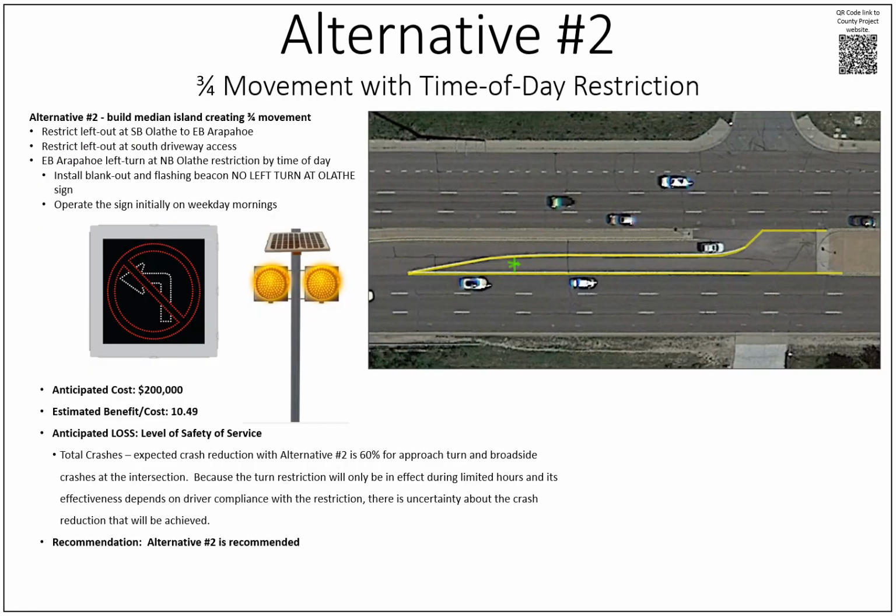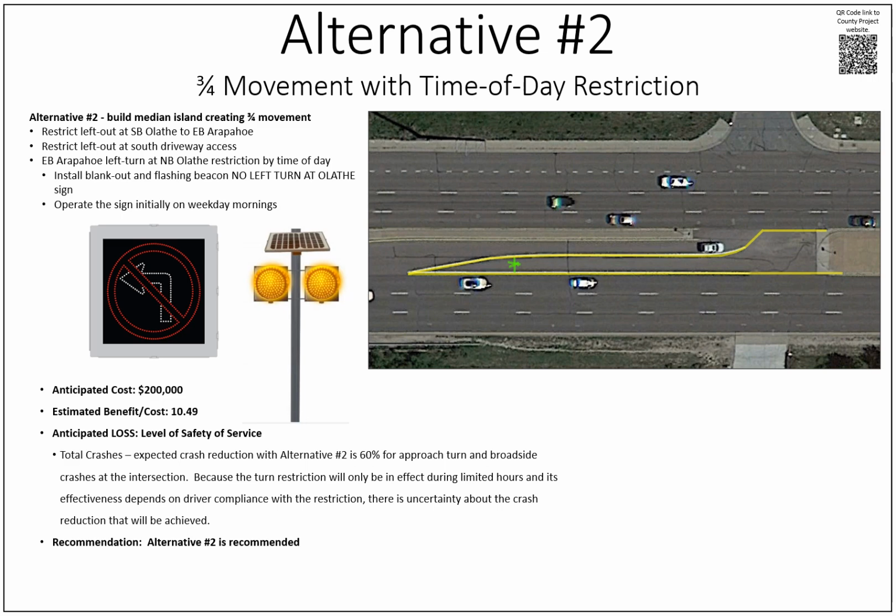Alternative number 2 would restrict the southbound left out at Olathe and the northbound left out from the driveway to the south. A 3/4 movement, meaning a right in, a right out, a left in, but no left out, would be provided with a time of day restriction. The crash data shows the majority of the crashes occur in the weekday morning hours. Therefore, the left turn movement would be initially restricted during that time using a blank out "No left turn" sign and a flashing beacon.